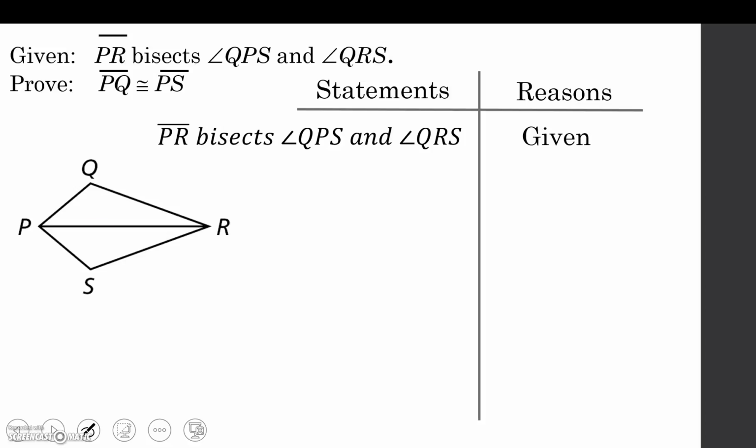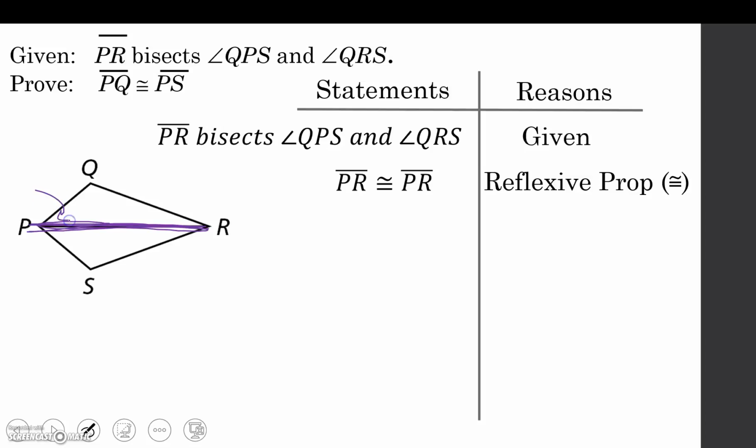So let's go ahead and see the obvious thing that we have from the diagram, which is that shared side. Anytime we have that shared side, we're probably going to want to use it. So segment PR is congruent to segment PR. That's the reflexive property of congruence. So now let's go back to the fact that two angles are being bisected. And so when angles are being bisected, they're getting cut into two congruent pieces.